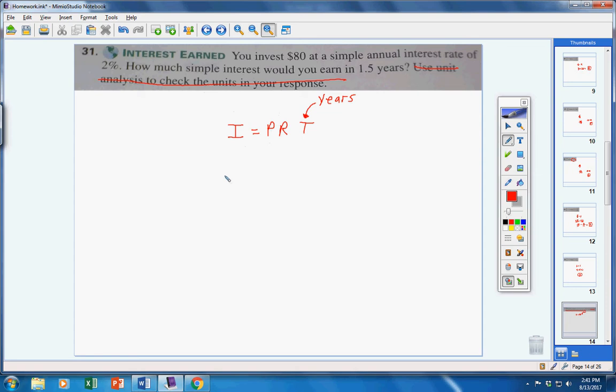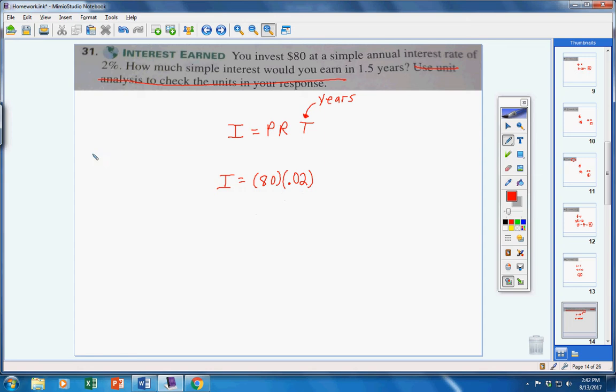That's my I, so I'm looking for I. Principal is how much you invest. You invest $80, so there's a P. I put a parentheses and I put an 80. Next is my rate. That's my rate of interest, which is 2%. So here's an R. I put a parentheses and I don't put 2. Remember guys, I put .02.